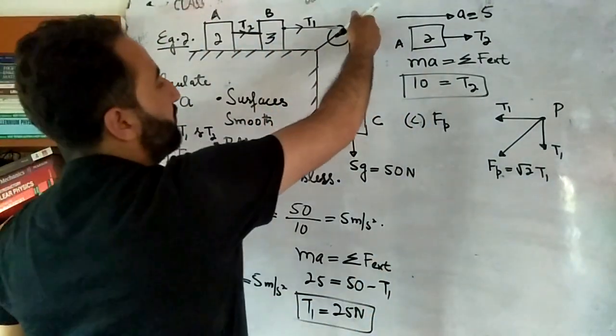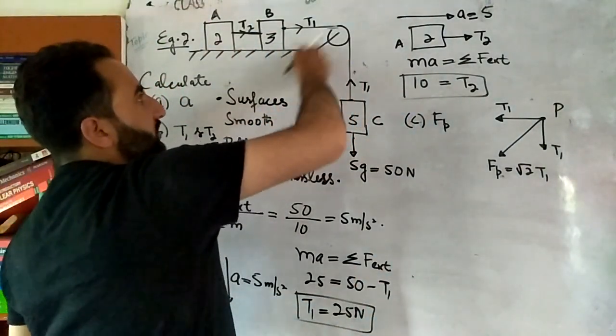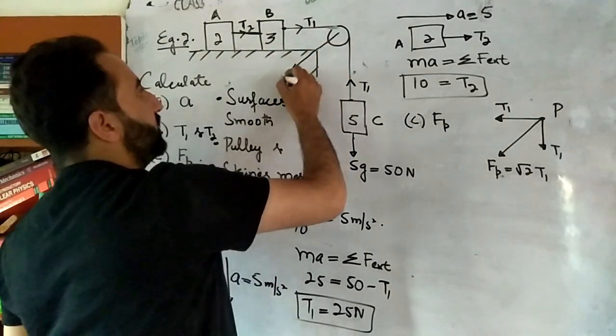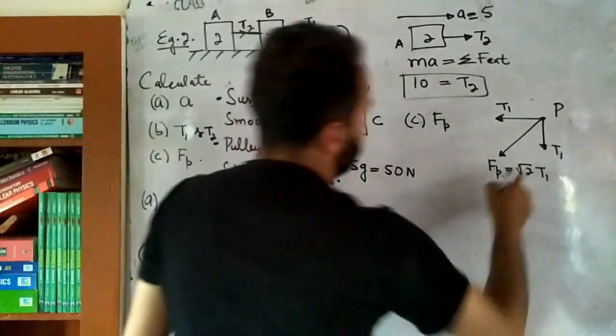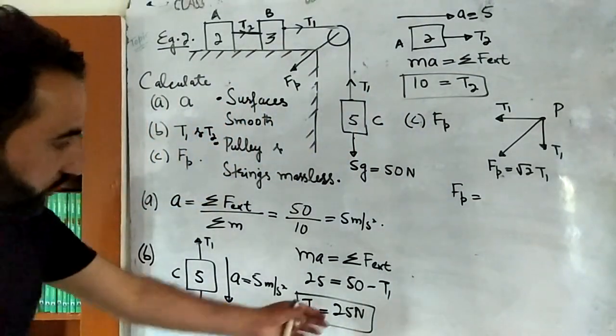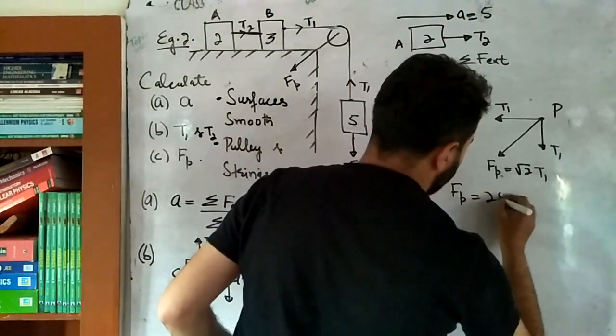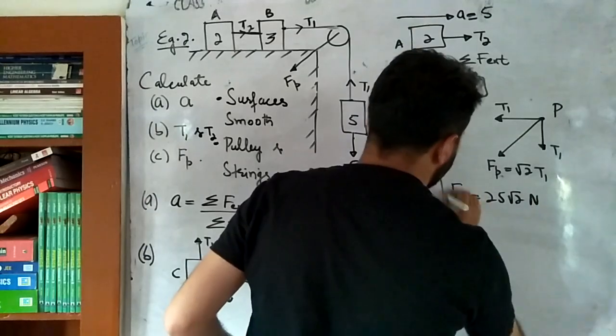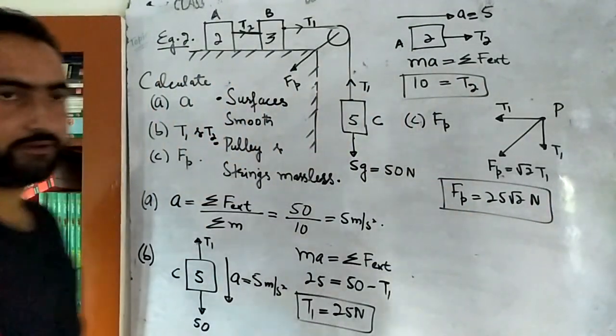So that means the force applied by the spring on this pulley will be in this direction. It will be along this direction. This is the force on the pulley. And that's simply this. So the force on the pulley is equal to √2 multiplied by T1. Now how much did T1 come out? 25. So the answer is simply 25 under √2 Newton. Okay?